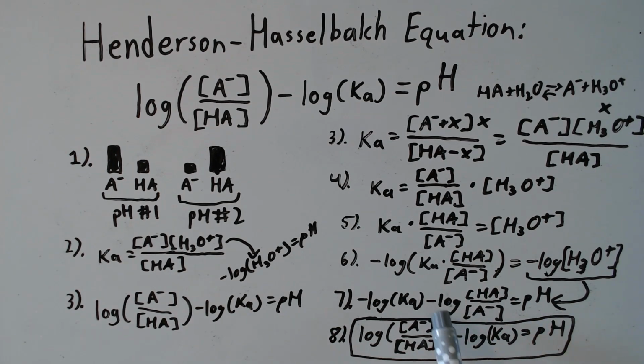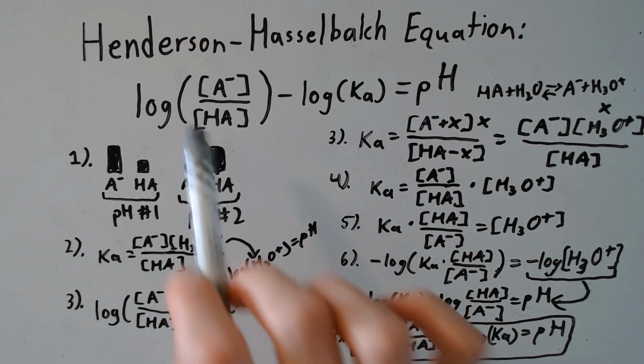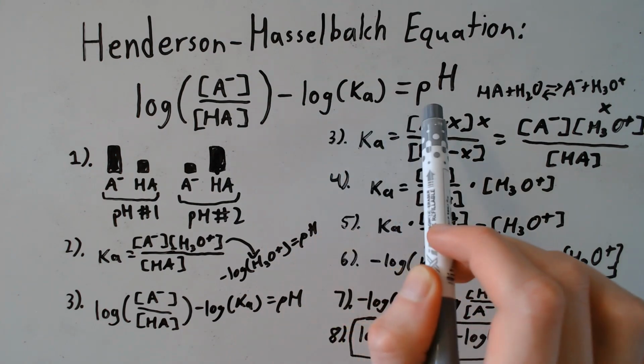And then we can make this logarithm positive by flipping this fraction to A minus over HA instead of HA over A minus, and we get this log to be positive, and we put it right here because it's a positive log, and then this minus log Ka stays the same. Minus log Ka plus the log equals the pH. And that is exactly our Henderson-Hasselbalch equation.